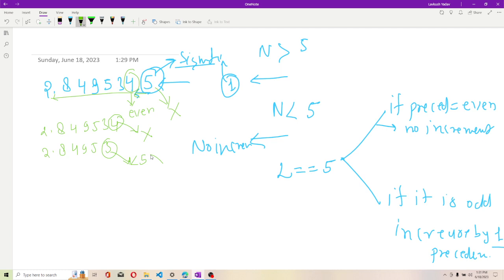2.8495. Now we see that it is 5 and the preceding digit is 9, which is an odd number. So what we will do, we will increment this by 1, and we will drop this one. Increment by 1 and drop this one. So 2.8, now if you increment it, it will become 0, and here it will become 50, because 9 plus 1 is 10. So 10 means 49 becomes 50.